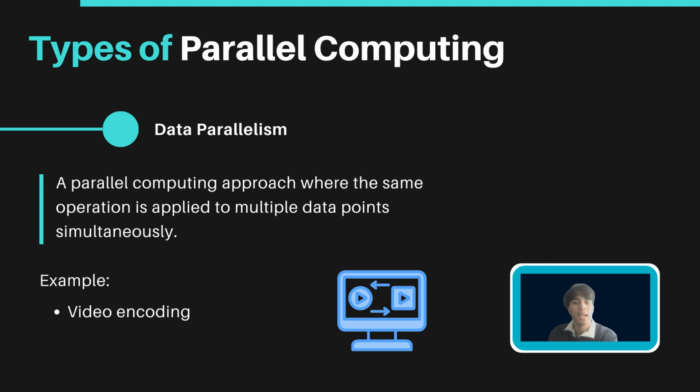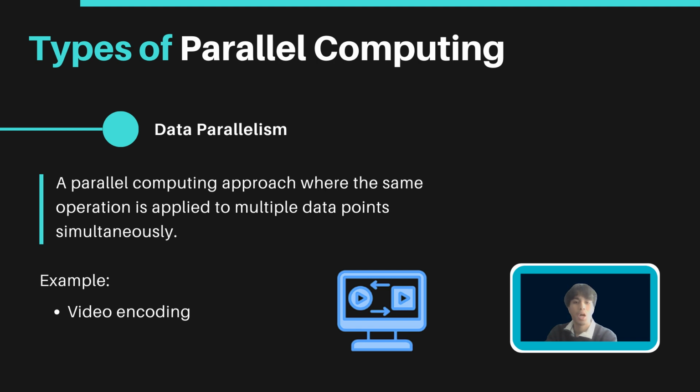Video encoding is a classic example of data parallelism. Each frame of a video can be processed independently by separate computing units. This approach allows for simultaneous encoding of multiple frames, significantly reducing the overall processing time.